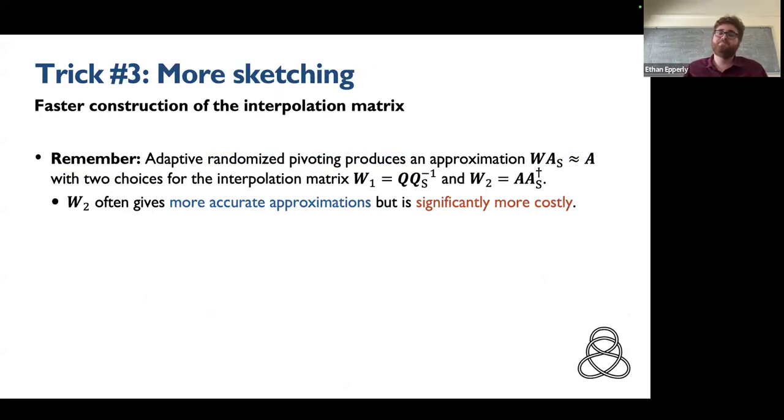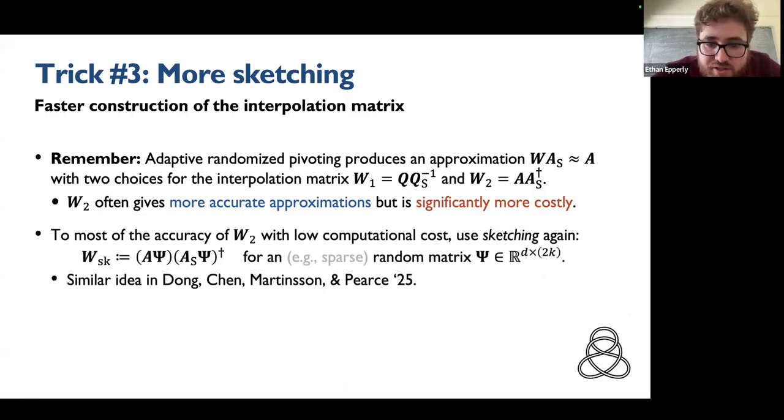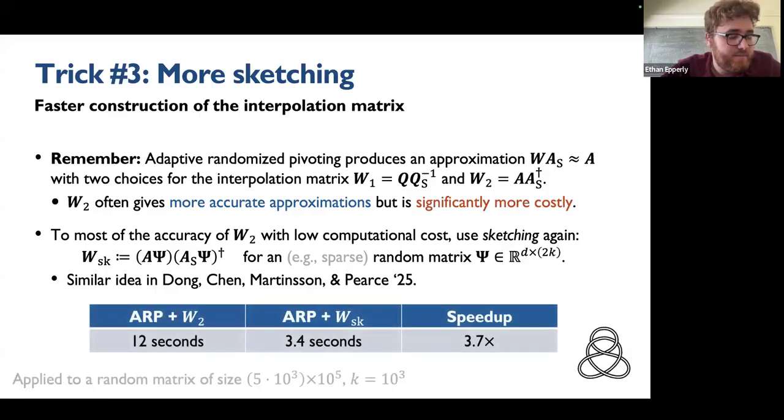And there's one more bottleneck that we can speed up. This matrix W2 often gives more accurate approximations than W1 because it's the optimal approximation, but it can be significantly more costly. So we can accelerate this by using a second level of sketching, which I've shown here. The details are not important. Again, this just leads to big speed ups. So we have a 3.7 times speed up over the optimal interpolation. And as we'll see, it gives nearly the same accuracy.